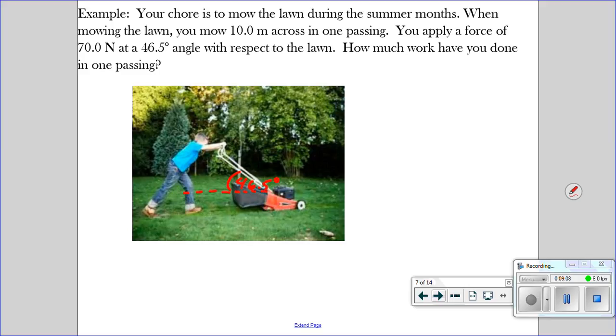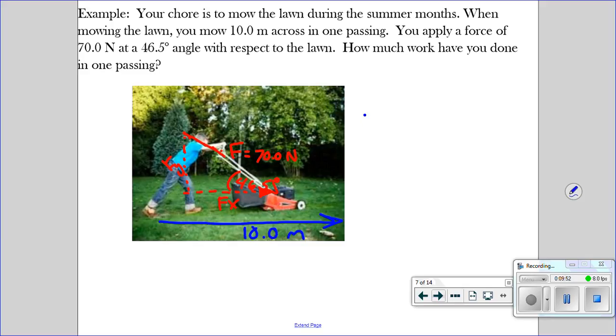And I notice that there will be a y component to your force and an x component to your force. I know that my overall force is 70.0 newtons. So we do agree that the force in the x direction is happening parallel to the direction you want to go, and in one passing from one side of the yard to the other, you're moving 10.0 meters.